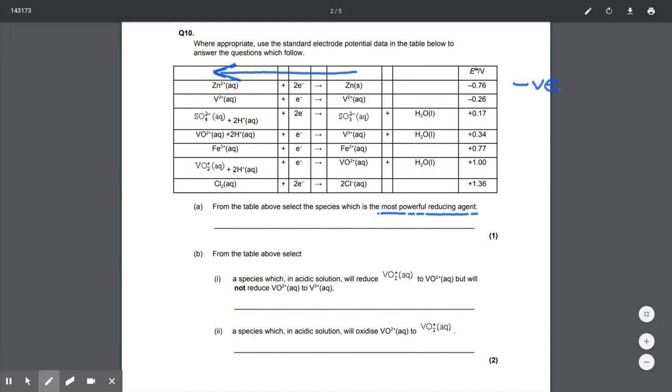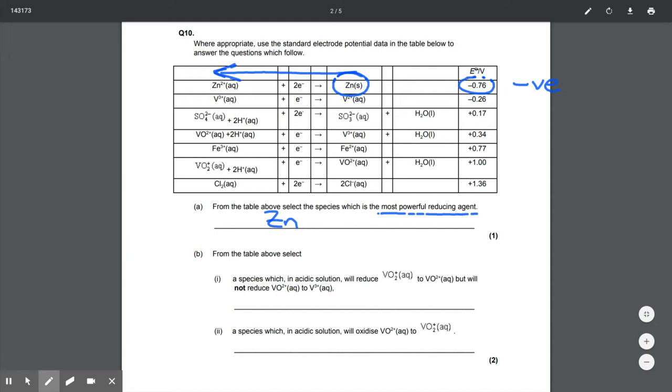And so in order to be the most powerful reducing agent, like I say, the one with the most negative potential is the zinc 2 plus couple species. And so the most powerful reducing agent is the one which itself wants to be oxidized. And in that case, it is zinc, because that wants to lie towards the left-hand side of its equation because of its negative electrode potential.